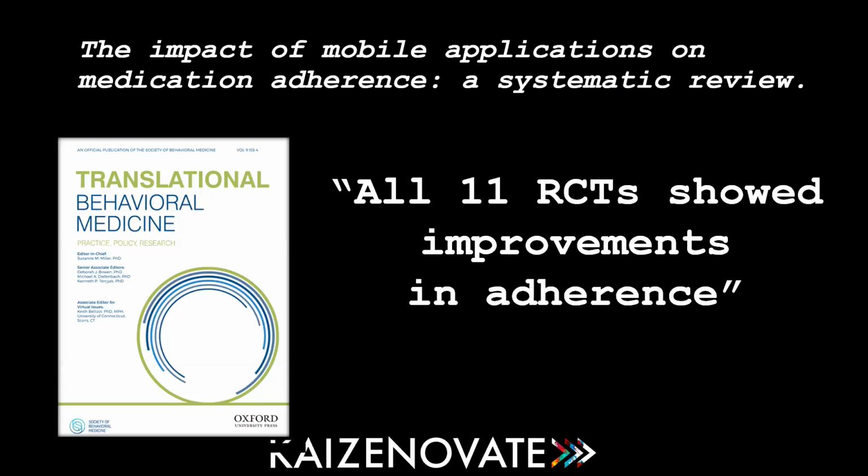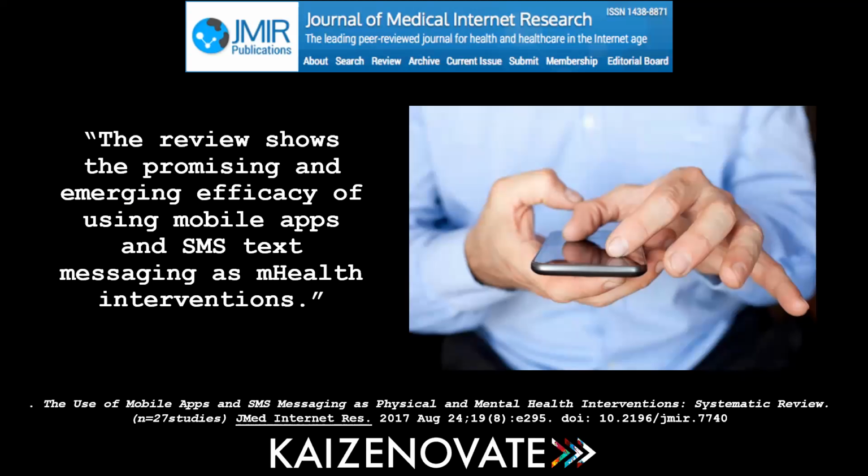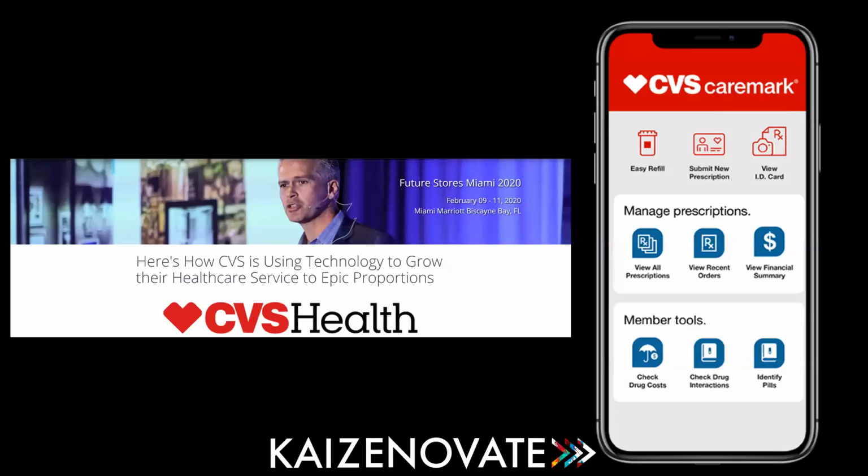Another systematic review showed that 11 randomized controlled trials demonstrated improved medication adherence. So patients were better at taking their medications in all 11 randomized controlled trials in this systematic review. This other review, published in the Journal of Medical Internet Research, showed the promising and emerging efficacy of using mobile apps and text messaging as mobile health interventions. So we're talking about close to 40 or so randomized controlled clinical trials in 3 systematic reviews. I think that's pretty strong evidence.